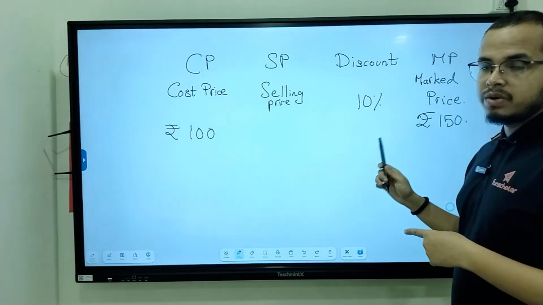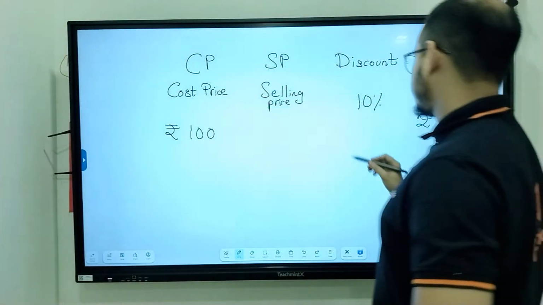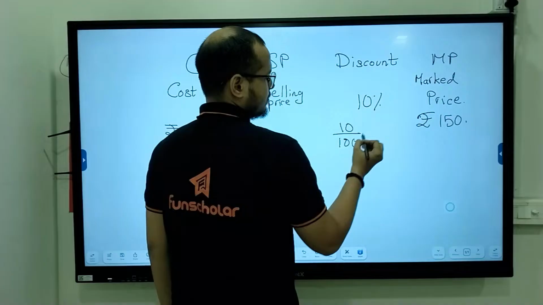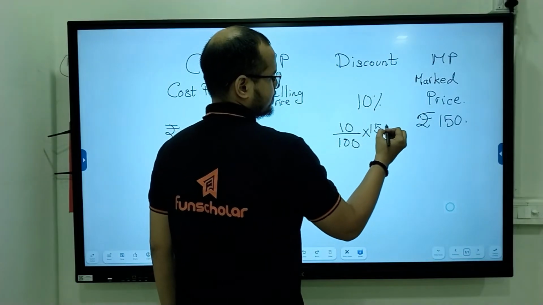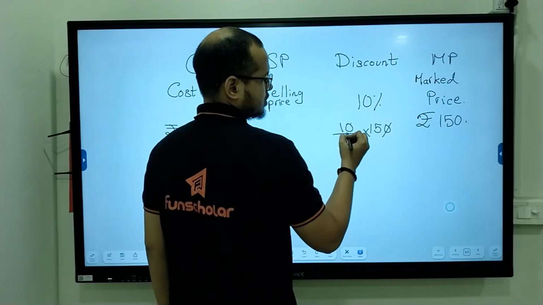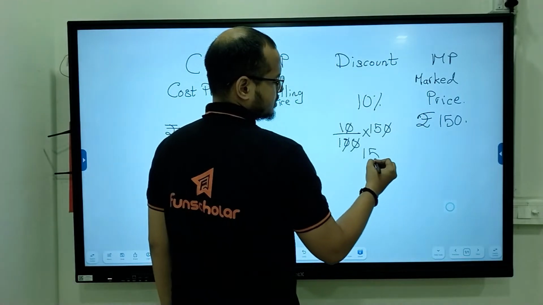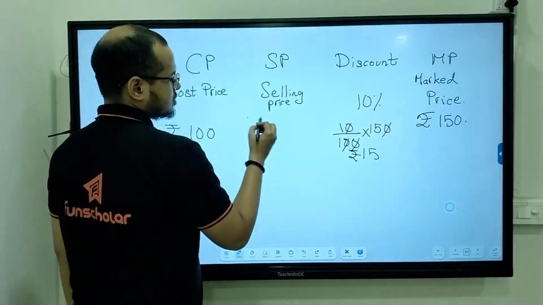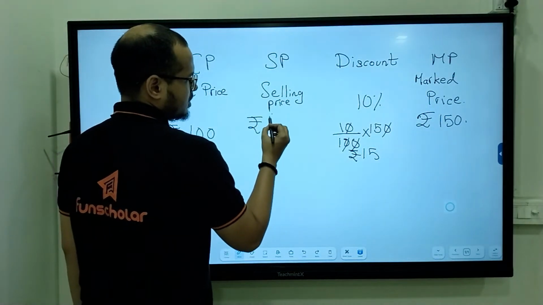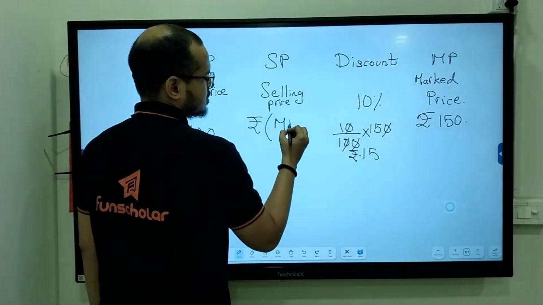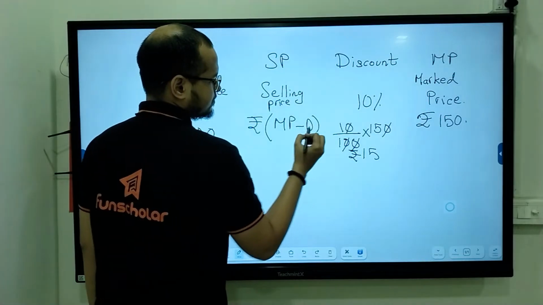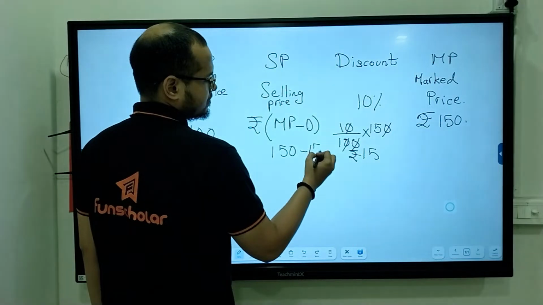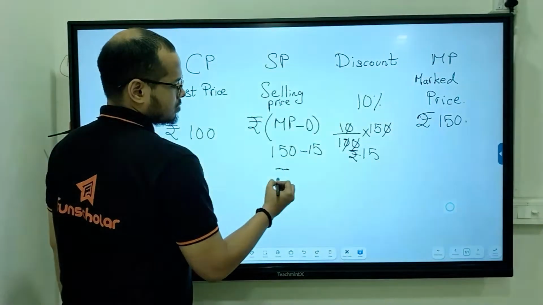Next, 10% is a discount. What will we calculate the discount on? Mark price. Let's see. 10% of 150, that is 15 rupees is the discount. Now, what is going to be the selling price? So selling price is nothing but mark price minus discount. So here mark price is 150 and discount is 15. Okay, so getting 135.